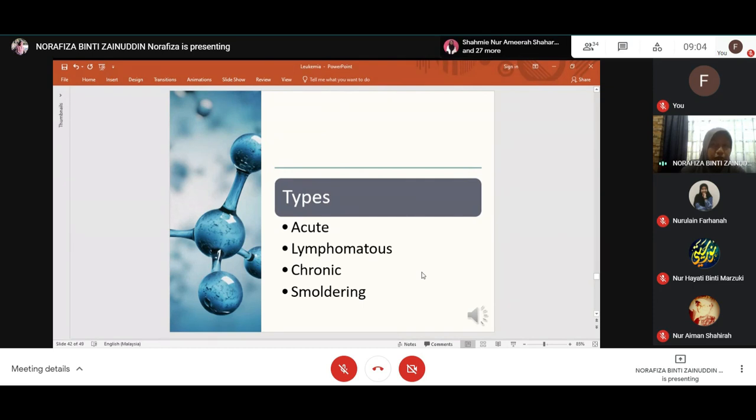WBC is usually normal. No hypercalcemia. So this chronic and also smoldering type can evolve into the acute form in 25% of cases. Right. Actually, there is a fifth type that has been proposed, which is cutaneous ATLL. And this one has no leukemic phase, no lymphadenopathy, no hepatosplenomegaly, or hypercalcemia.